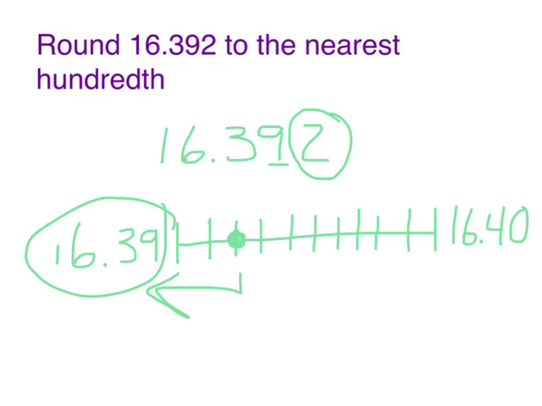So don't forget, when you're rounding, first identify the place you're rounding to, then draw your number line and look at the next smallest place value to determine how far to move down that number line. If you moved 4 or less, you're closer to the smaller. If you moved 5 or more, you're closer to the bigger.